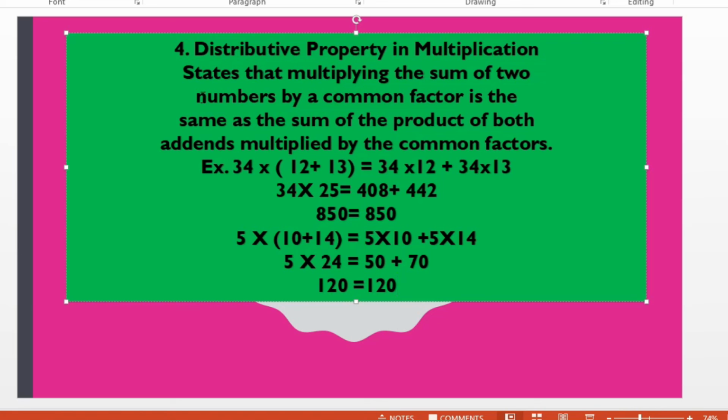So that is the meaning of distributive property in multiplication. So sa pamagitan ng common factors, i-distribute po natin sila doon sa common numbers or sa common sum para makuha natin yung tinatawag na given or yung final answer. So, of course, the final answer is the same.